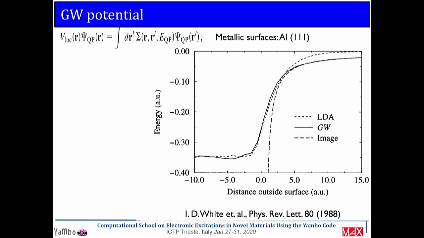Here, we can define a local potential from the GW. This is a metallic surface, aluminium 111, and it can be seen that the GW is also able to catch image potentials. Image potential, I mean, this is a polarization effect, and it is caught by the GW approximation.